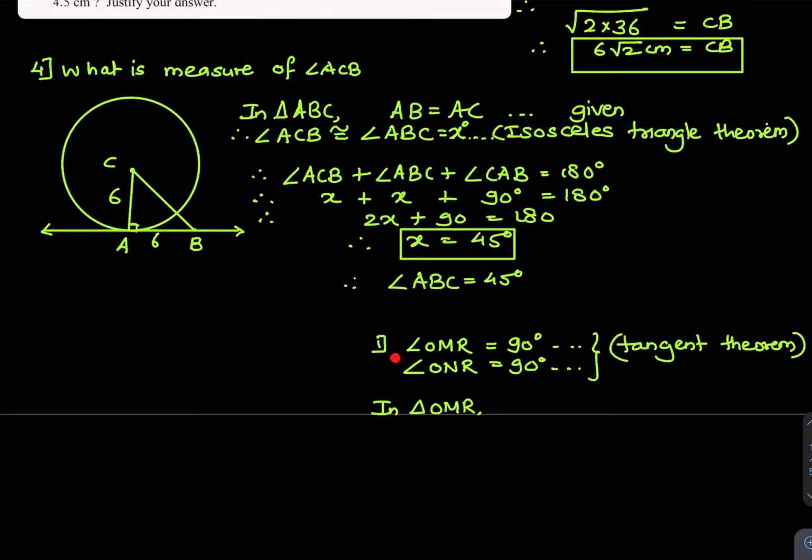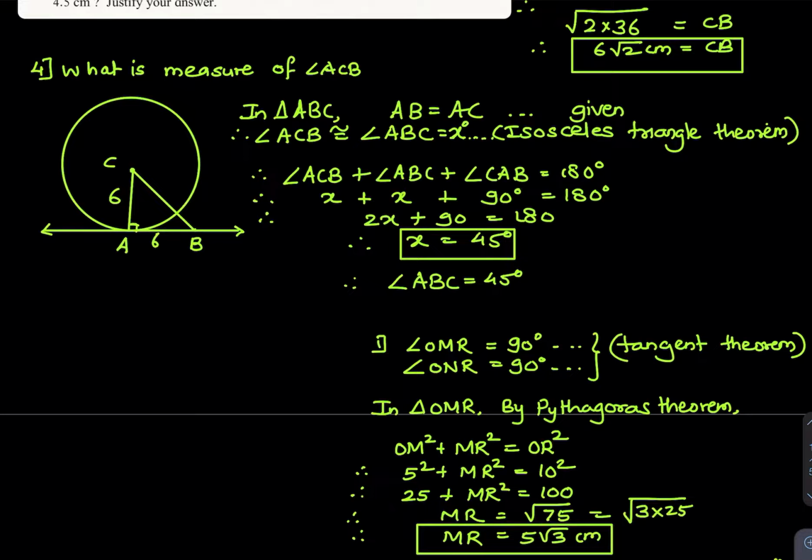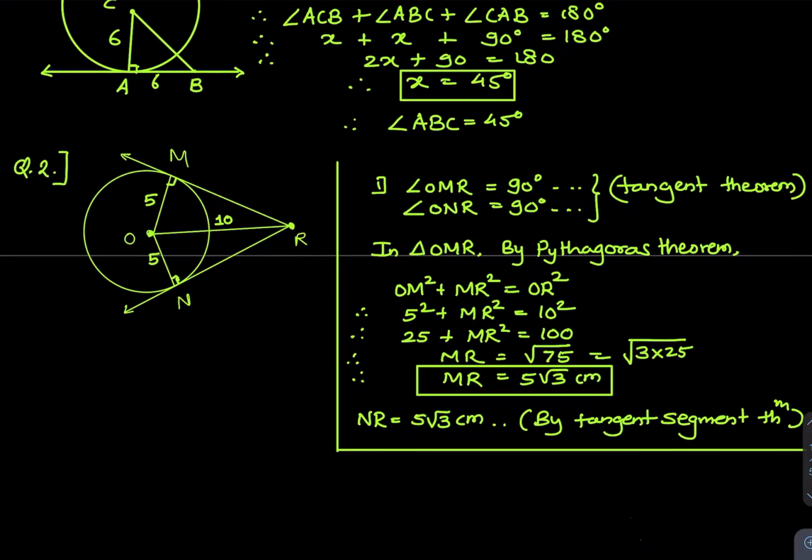So for question number 2, angle OMR will be 90 degrees and angle ONR will also be 90 degrees because of the tangent theorem. Here I have drawn the diagram. Now in triangle OMR, OM square plus MR square equals OR square. Then by putting the values we get MR equal to the square root of 75, which is 5 root 3 centimeters.